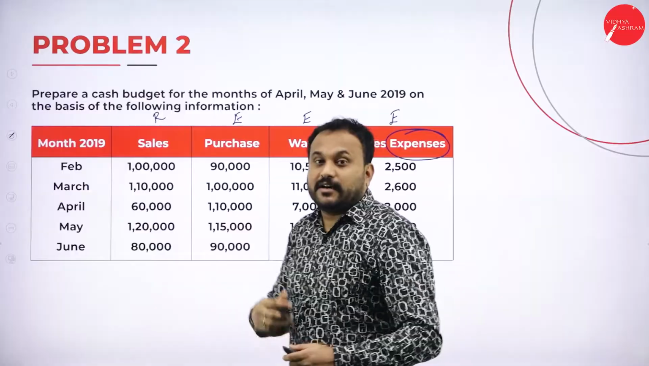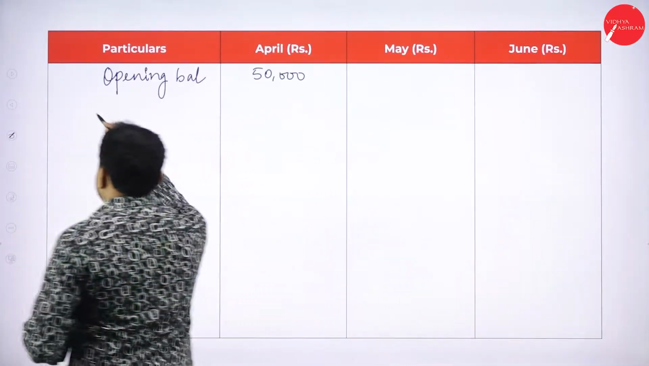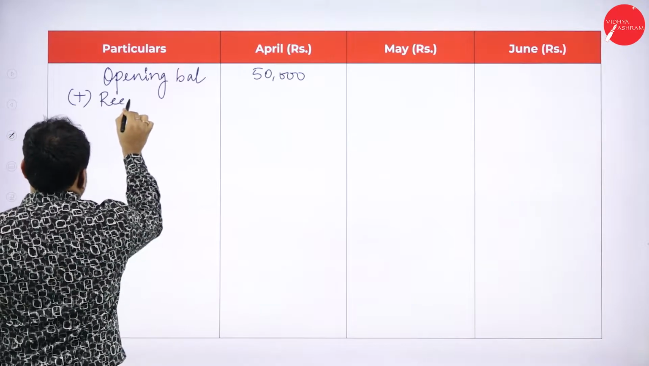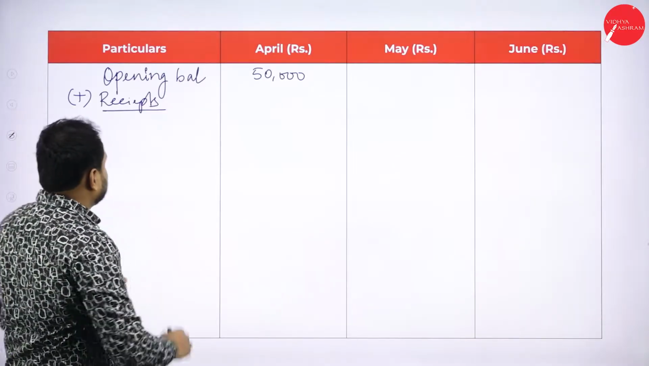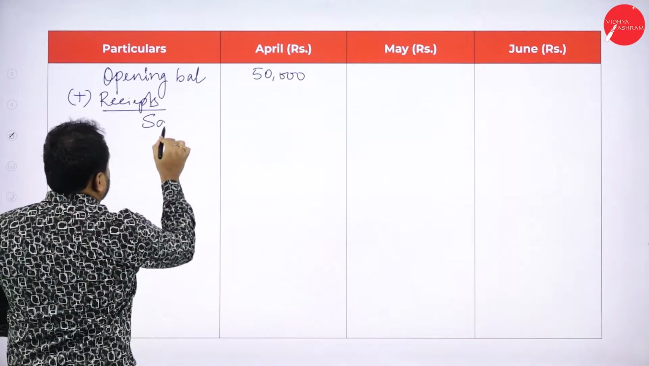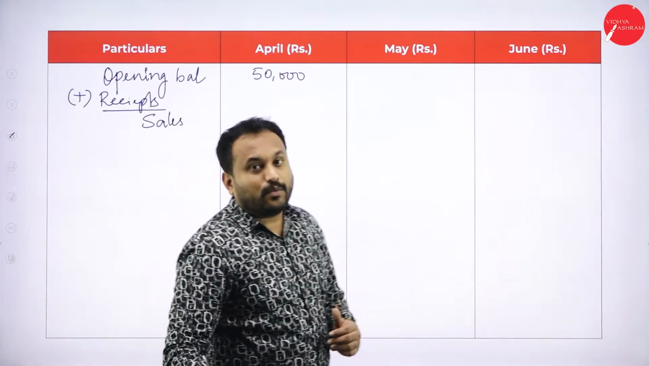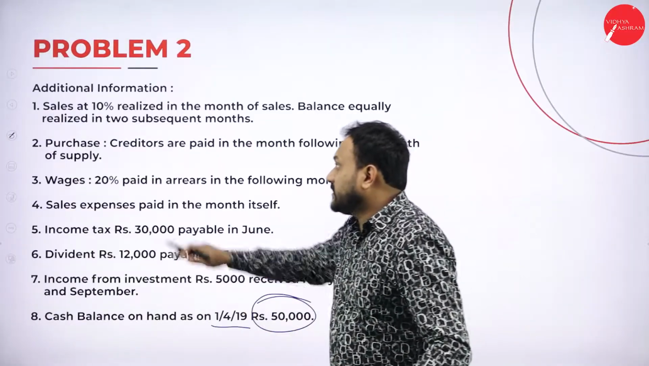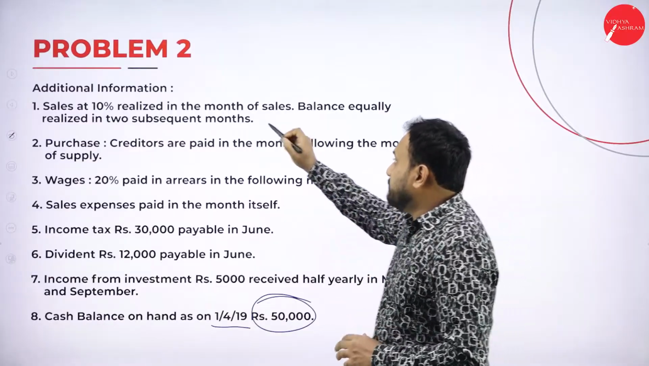Let's check the entries, how we are supposed to go. The first entry is that we need to add receipts. When we go with the receipts, the first entry is sales. Now we need to check what the sales adjustments are. Here we have the sales adjustment, that sales are 10% realized in the month of sale.